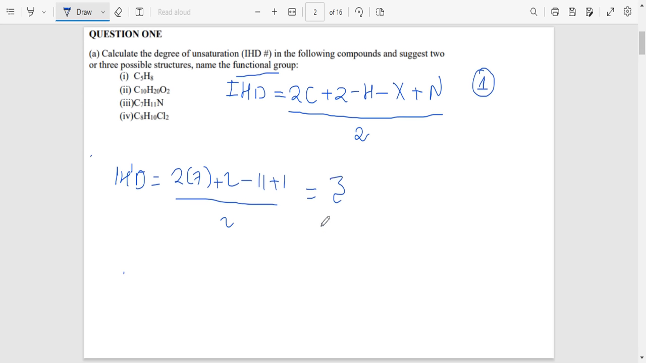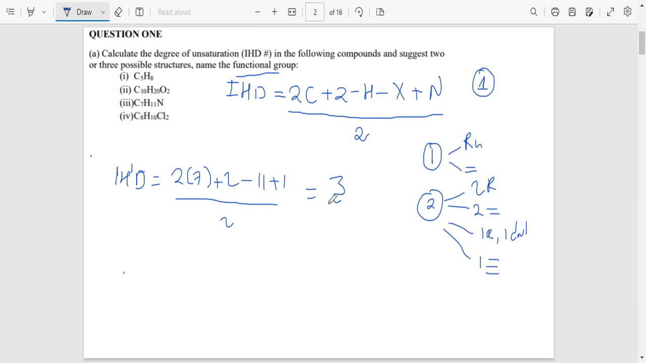So IHD of 3, what does that mean? Remember, when we have got IHD of 1, it can either be one ring or one double bond. When we have got IHD of 2, we can have two rings, or we can have two double bonds, or we can have one ring and then one double bond, or we can have just one triple bond.